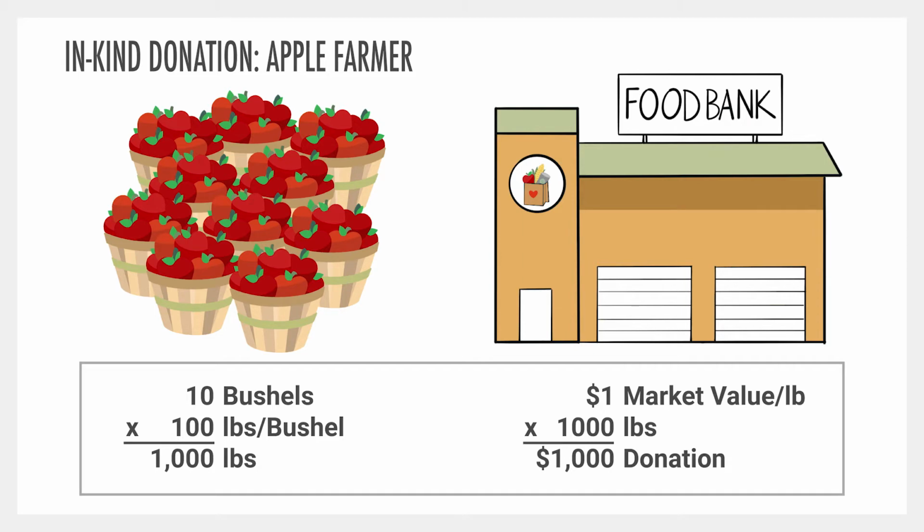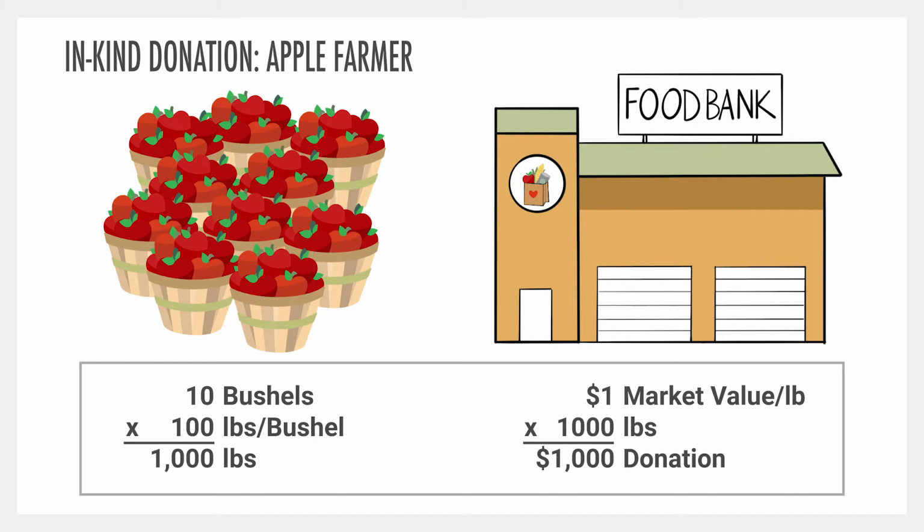Now, after a farmer had sold as much of his harvest as he could, he drove to the local food coalition and donated his remaining 10 bushels of unsold apples. Each bushel weighed 100 pounds, and he multiplied the total pounds of apples he donated by the current cost of a pound of apples at the local grocer. This totaled $1,000 and it qualified as an itemized deduction.